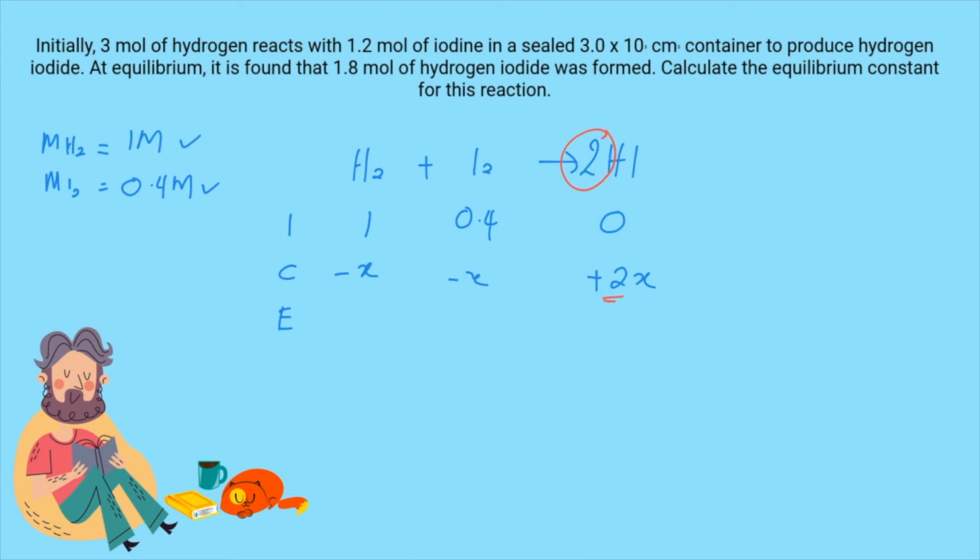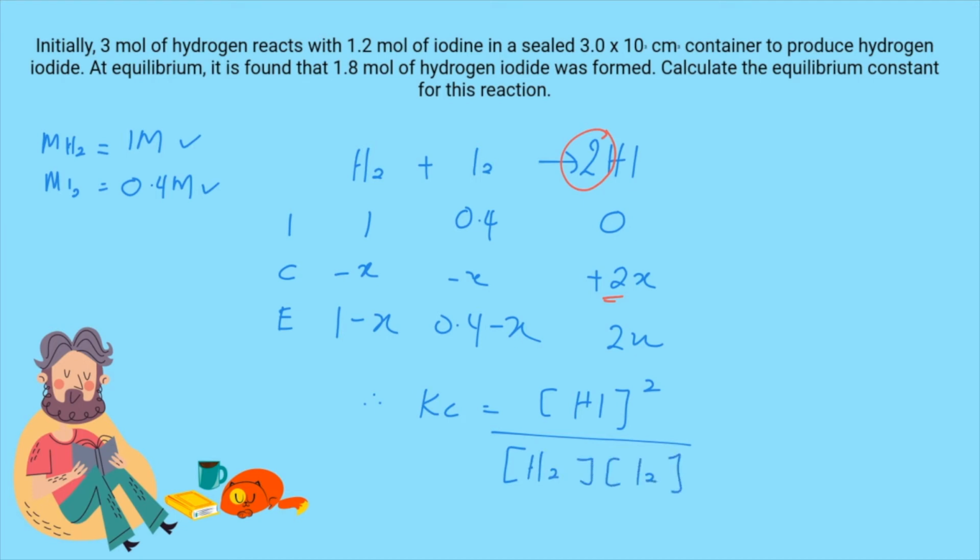Alright, so at equilibrium you can have 1 minus x. So this one is 0.4 minus x, and 0 plus 2x means equivalent to 2x. So in saying so, we can write your Kc is equivalent to HI to the power of 2 over H2 times I2. So you're going to substitute this one inside here by using the x.